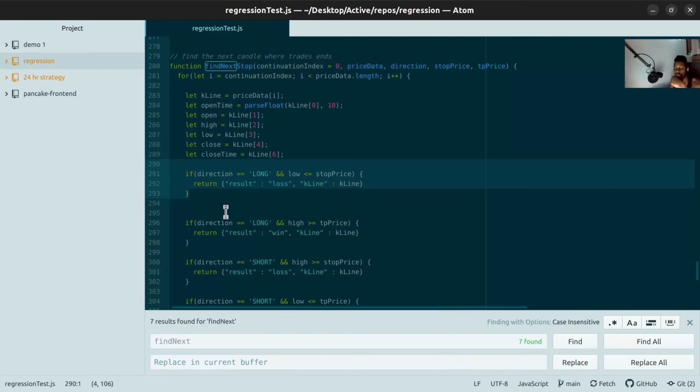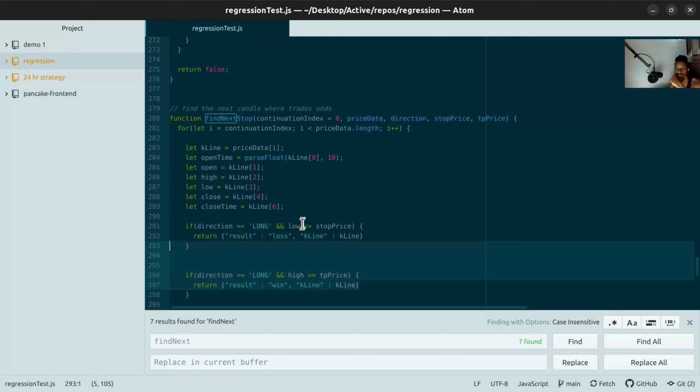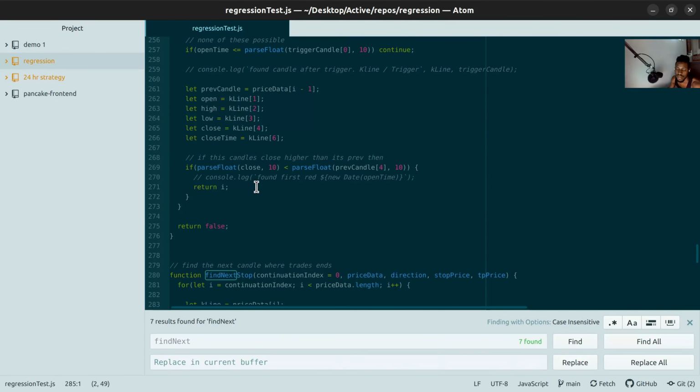Alright, so it says if direction is long, if we're long and the low for our candle is below or equal to our stop price, then record a loss. Right, which sounds right. If the direction is long and high is greater than or equal to our stop price, let me just quickly make sure those are right. It's always the simple stuff.